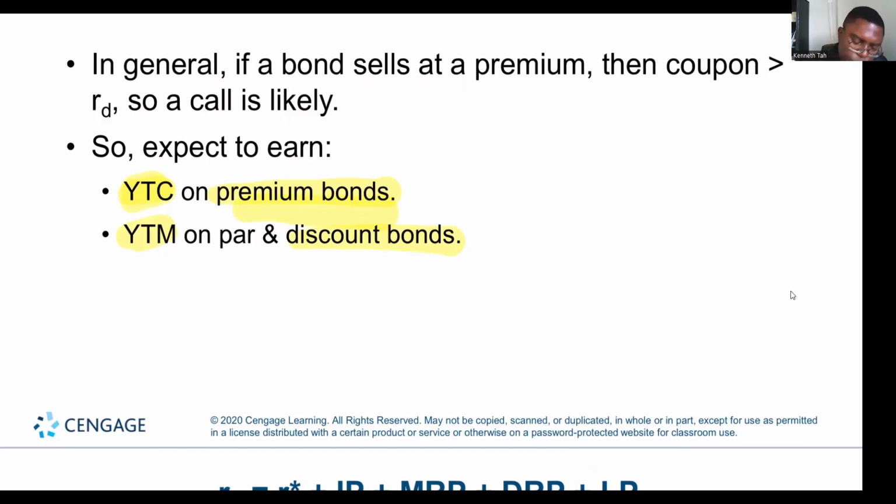So again, one more time, if you hold a premium bond, you most likely earn a yield to call, because you start from a position where you have a lower interest rate. So interest rates are going to climb, and if interest rates are climbing, you want to not continue to pay high.